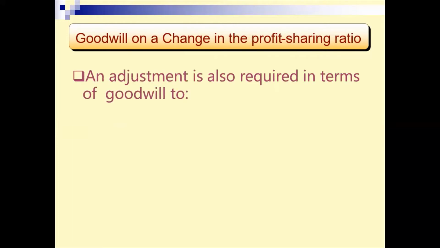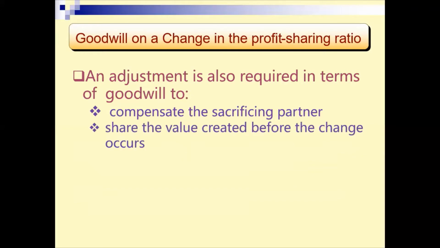An adjustment is required in terms of goodwill. That adjustment's main purpose is to compensate the sacrificing partner, the partner who is losing profit sharing ratio, and then share the value that has been created in the business before such a change occurs. Realize that if a business has been existing, the existing partners may have created some value, and that value in terms of goodwill needs to be shared among the partners before they have a change, because such a change will affect the sharing of that value in future.